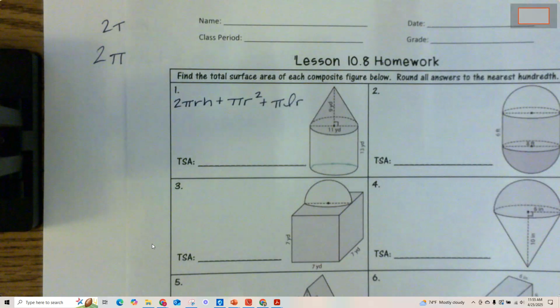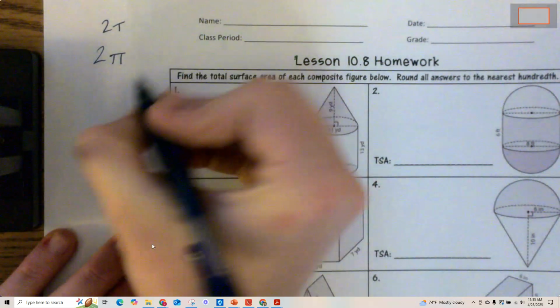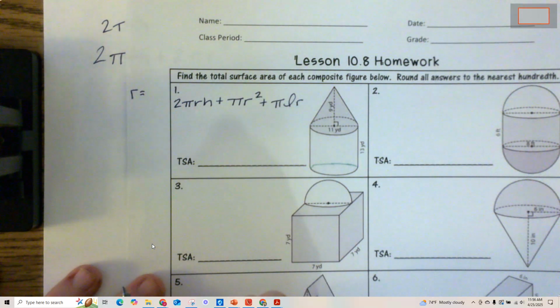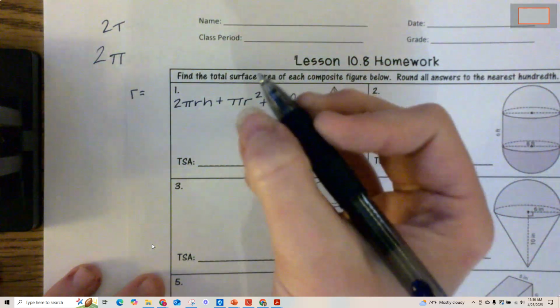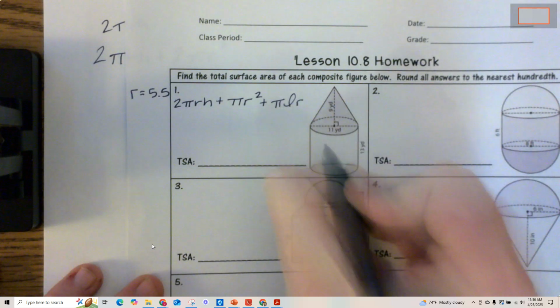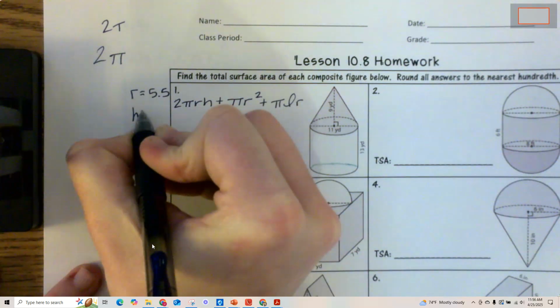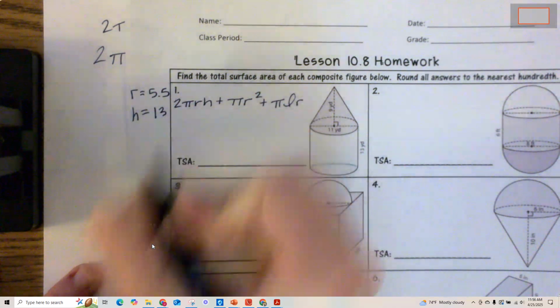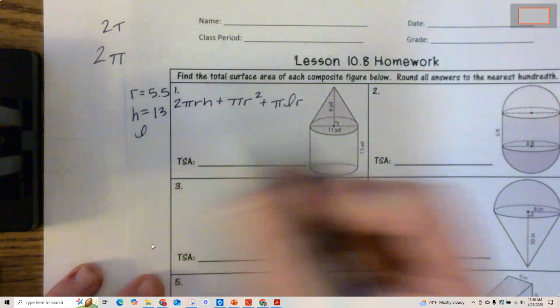Okay. So we're going to need radius. We're going to need height. We're going to need slant height. So what's the radius of this one? What is it? 5.5? 11 is the diameter. Cut that in half. What about the height? What do I need the height of? The cylinder. So what's the height of the cylinder? 13. Okay. Slant height. This is the tricky bit.